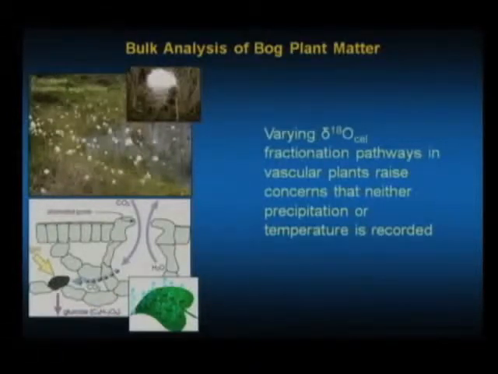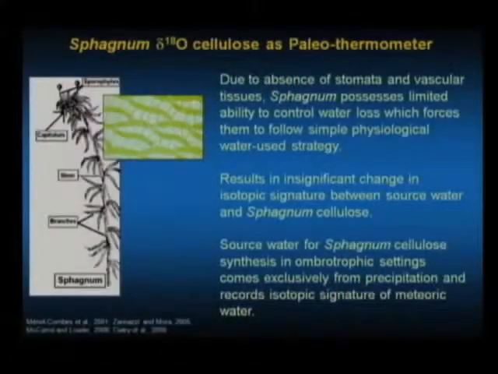So the results that you actually get by doing oxygen isotope analysis on a bulk sample are spurious for the most part. So then you say, well, that doesn't sound very promising. But luckily for us, we have all these sphagnum moss species that exist in these marshes. They're very, very common around here, and they do not have stomata.